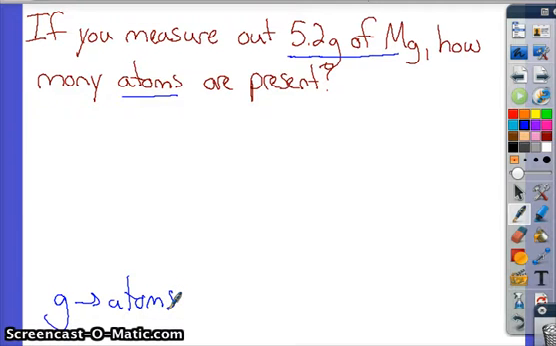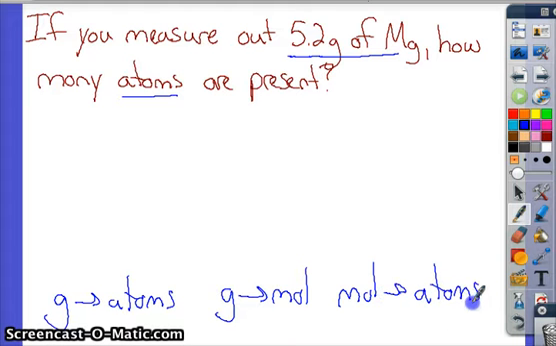Is there a direct relationship between the number of grams and the number of atoms? There is not. But you do know how many grams are in a mole of magnesium, and you also know the relationship between moles and atoms.